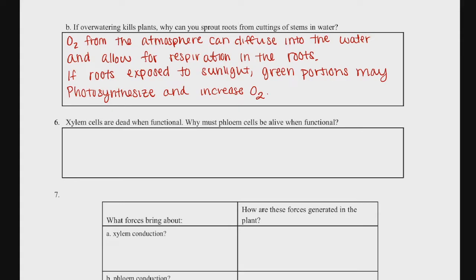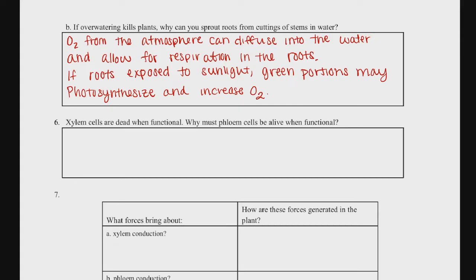Alright, number 6. Xylem cells are dead when functional. Why must phloem cells be alive when functional? As we talked about, xylem uses properties that don't require energy. Adhesion is not an energetically expensive process at all. Cohesion is not energetically expensive, it's just attraction between particles. And water potential is also not energetically expensive. Water likes to move from higher to lower potential. It does so without requiring living transport, and that's why xylem is dead when water is flowing.